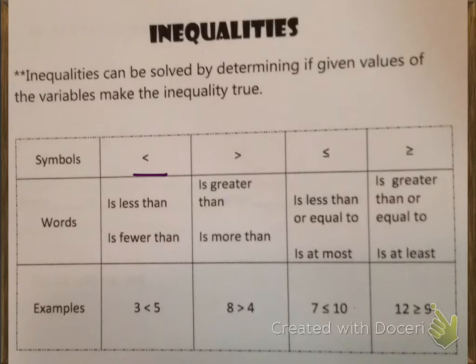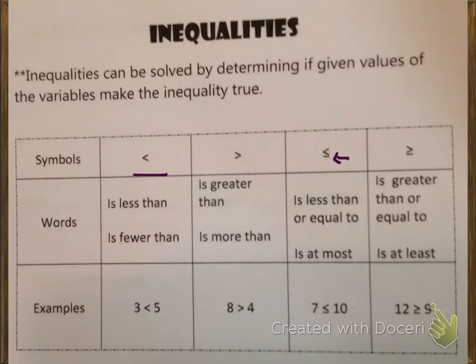Example is 3 is less than 5. We have a greater than symbol that is read as greater than or more than. 8 is greater than 4 or 8 is more than 4. We have a symbol with a less than and then a line underneath. This symbol is less than or equal to, or is at most. So 7 is at most 10 or 7 is less than or equal to 10.